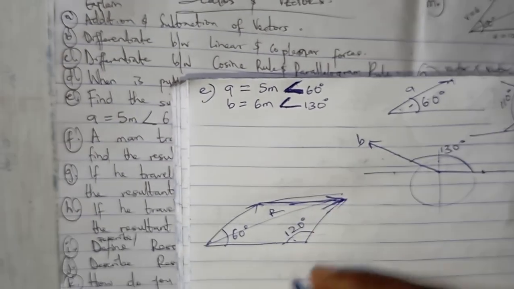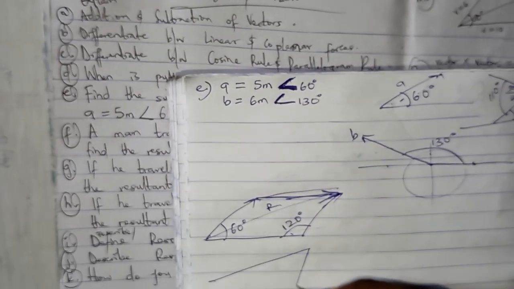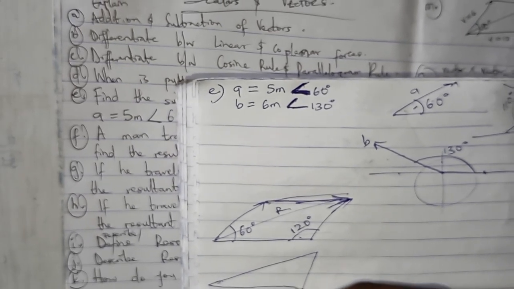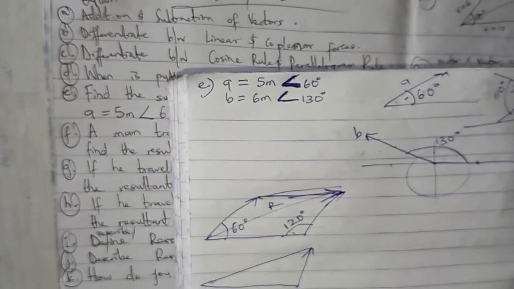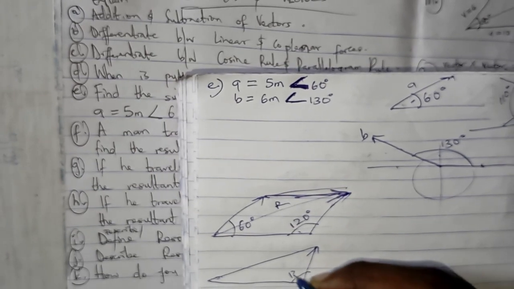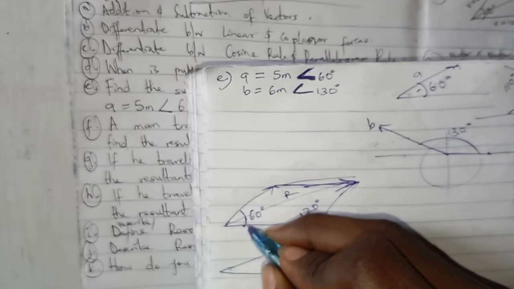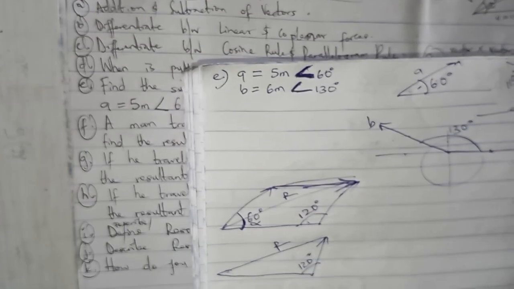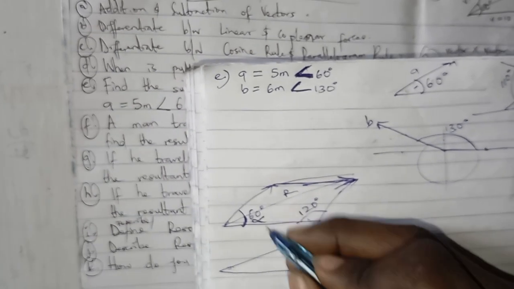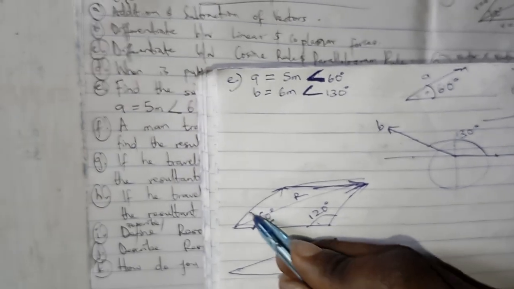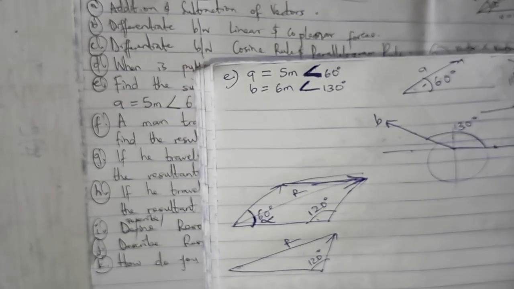Then this is the angle facing the R. Whenever you want to use cosine rule, that's one thing you need to always remember. You use the angle facing the resultant, 120 degrees, R. Notice that this angle here, let's say I call it alpha. This angle is different from the whole of this angle. You don't know this angle.